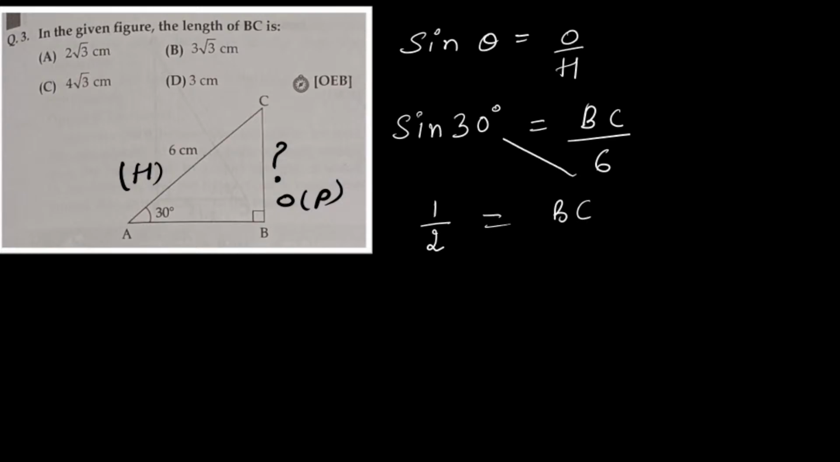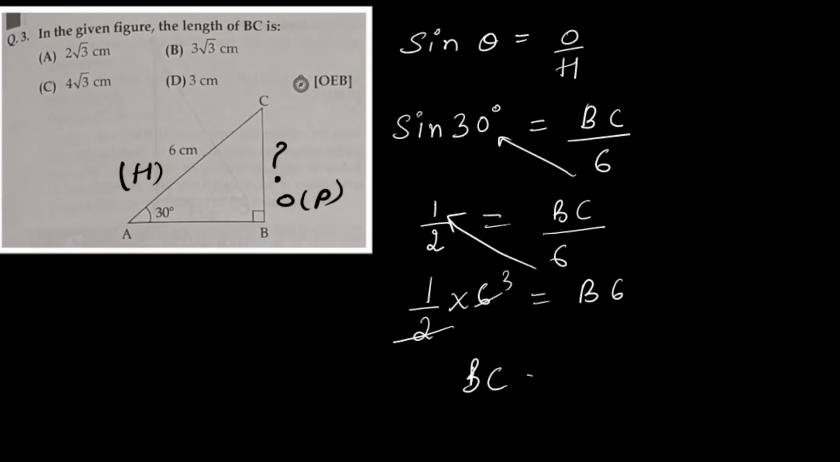That means 6 will shift to the other side. Next step, let's shift. It is getting divided by BC. When we shift it to the other side, it will get multiplied. So 1 by 2 into 6. If we do the cancellation, 2 into 3. So BC is equal to 3 centimeter. So 3 centimeter, option D. Yes, it's option D.